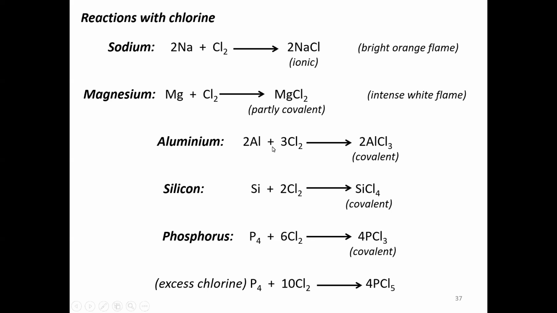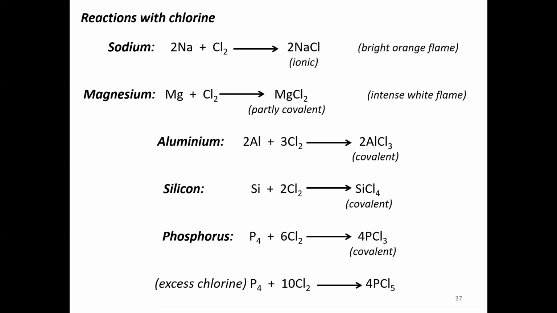Your aluminium will also react with chlorine to form aluminium chloride. Your silicon will form silicon chloride. Your phosphorus will form phosphorus chloride. So for phosphorus, note we always talk about when it's in excess or when it's normal. Excess chlorine will give us phosphorus(V) chloride, while in the normal range we have phosphorus(III) chloride, and they are all covalent.